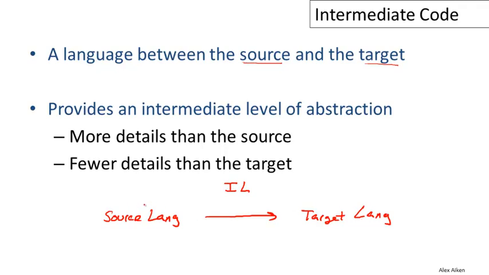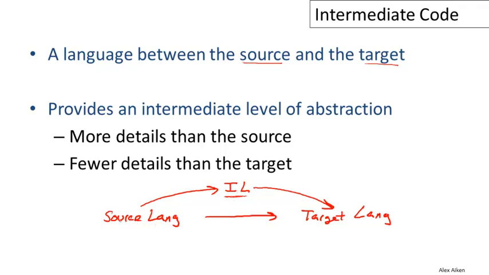Now, an intermediate language actually lives in between these two, and a compiler that uses an intermediate language will first translate its source language into the intermediate language, and then later translate the code in the intermediate language into the target language. And you might wonder, well, why make life so difficult? Why do something in two steps if you can do it in one step? And it turns out that for many purposes, this intermediate level is actually quite useful, precisely because it provides an intermediate level of abstraction.